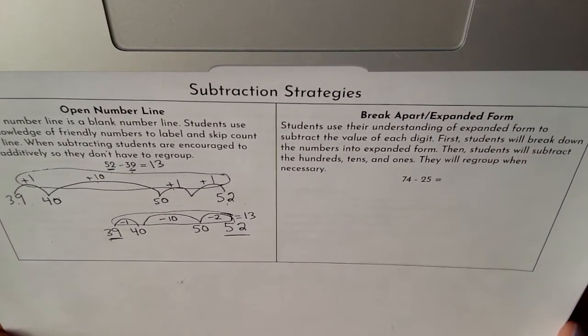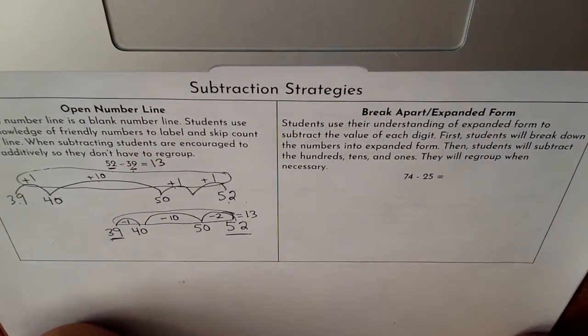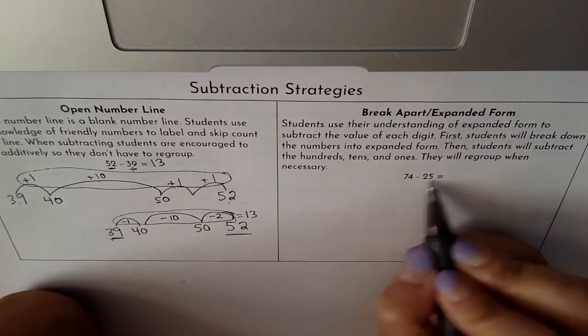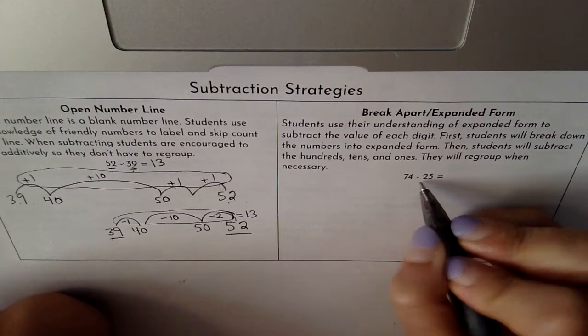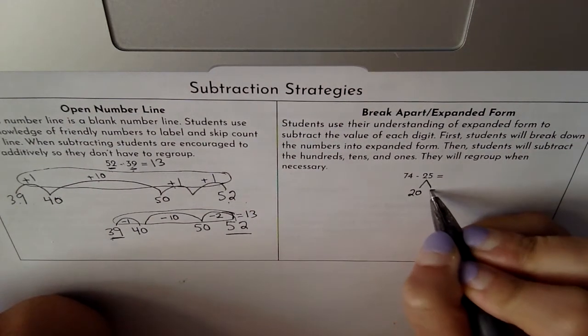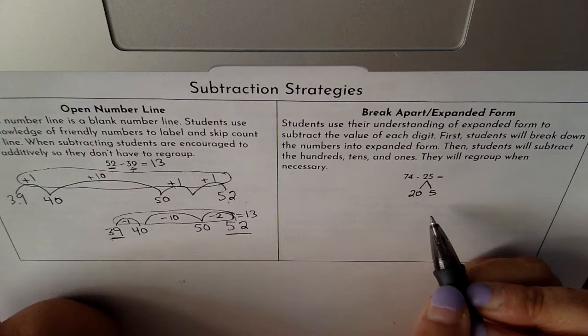Now I'm going to show you how to do the break apart, expanded, or split strategy, as we call it. Just like I did for adding, it's really important that you're not splitting both of these numbers, you're just splitting the second number. So the smaller number you want to split into a 20 and a 5. And sometimes you want to split it even more to make your life easier. You can decide which way you want to do this.